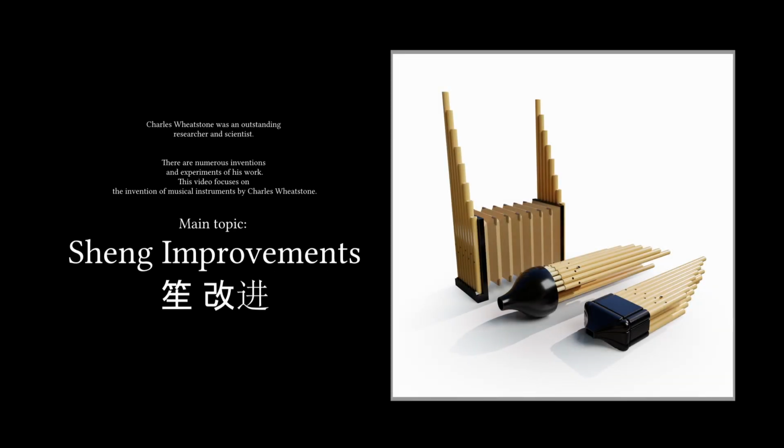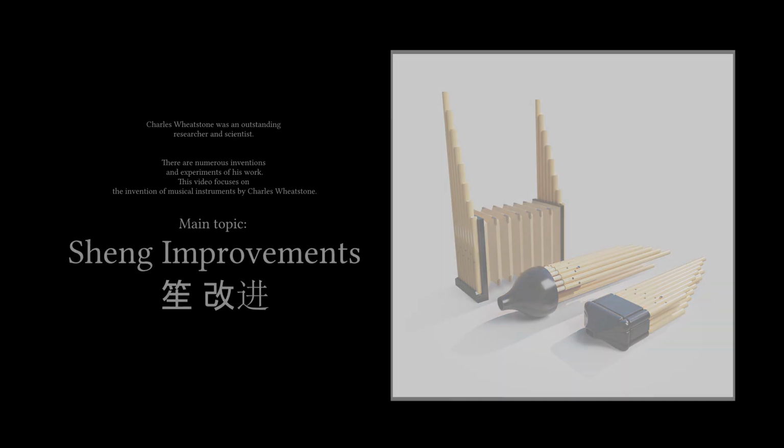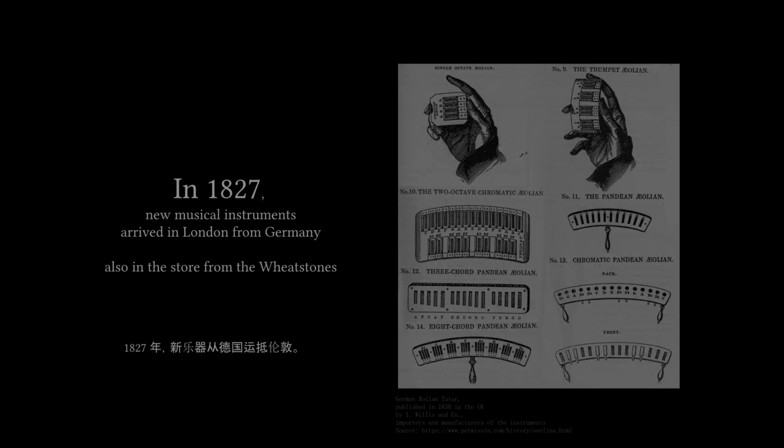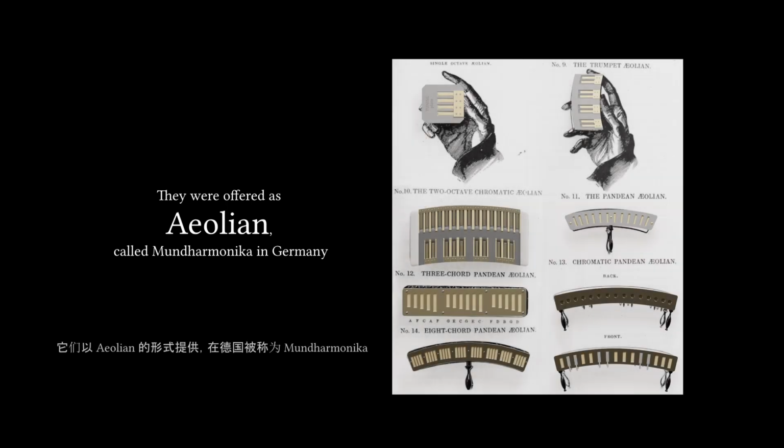This video focuses on the invention of musical instruments by Sir Charles Wheatstone. In 1827, new musical instruments arrived in London from Germany. They were offered as aeolian, called mouth harmonica, in Germany.